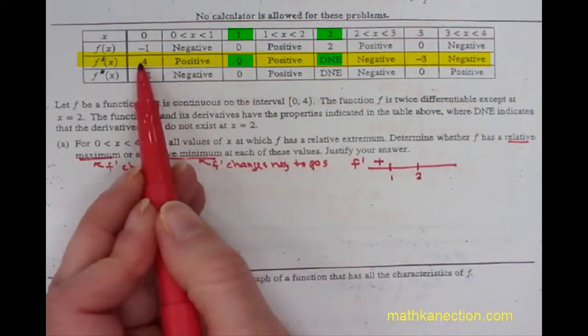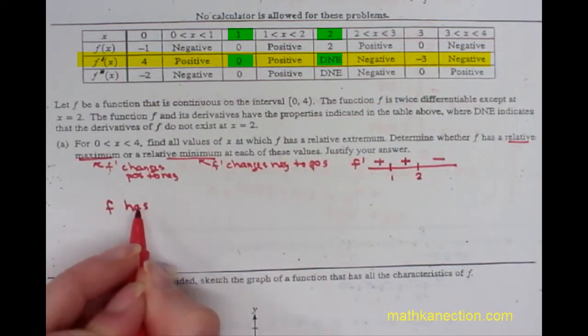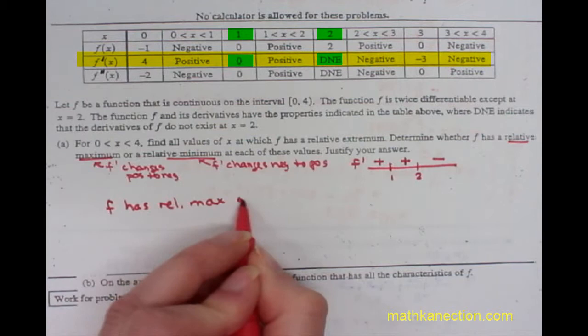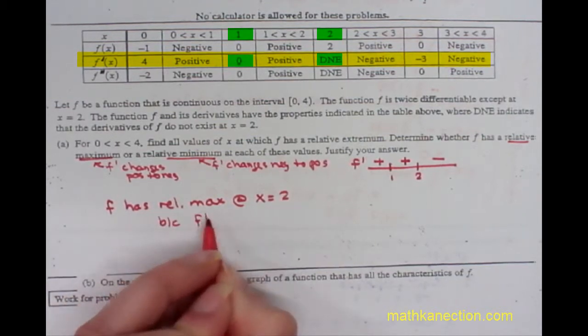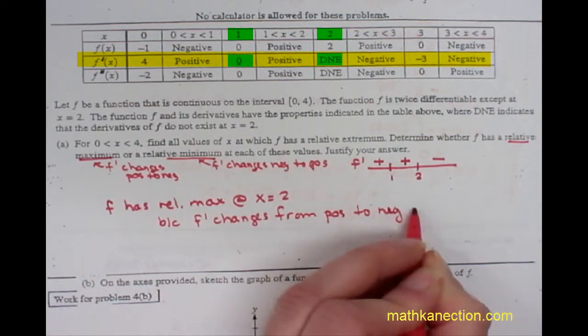Before 1, f prime is positive. Between 1 and 2, f prime is still positive, and after 2, f prime is negative. So f has a relative maximum at x equals 2 because f prime changes from positive to negative at x equals 2.